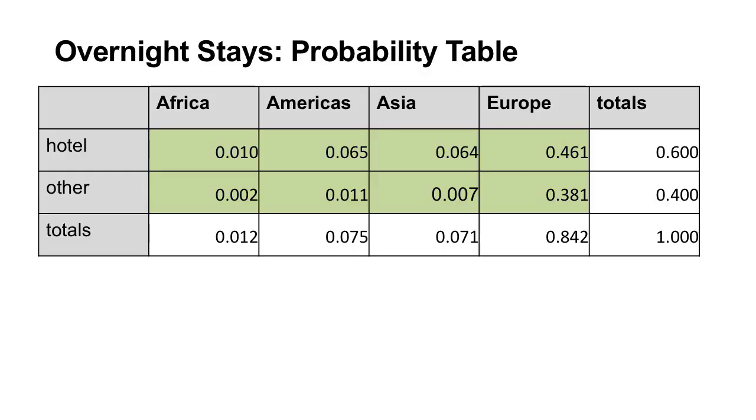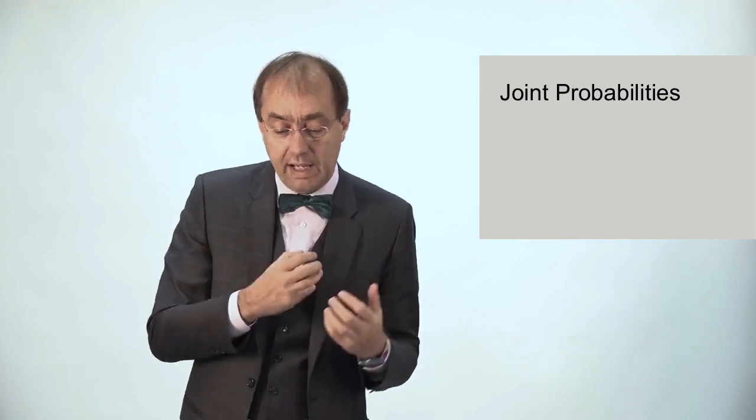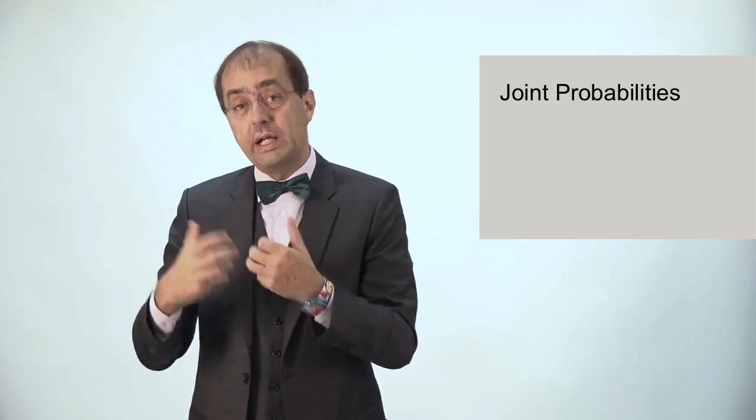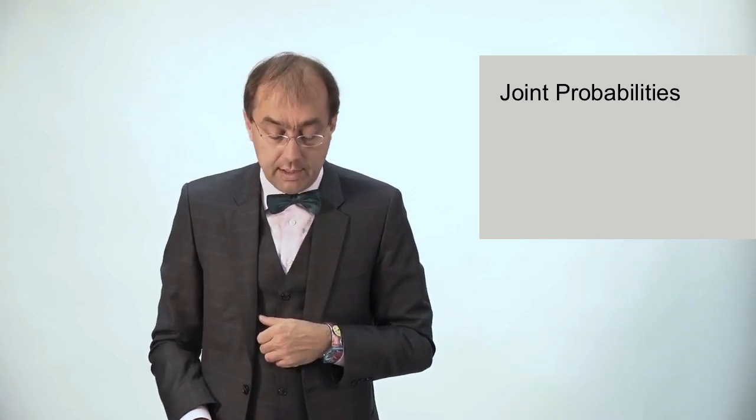In the interior, in the middle, we have these intersection probabilities. As I mentioned before, probability of hotel and Africa, 1%, probability of other and Europe, 38.1%. These intersection probabilities in the interior are called joint probabilities because we're looking at joint events of hotel and Africa joining and both happening together. That's the motivation for the choice of the name.